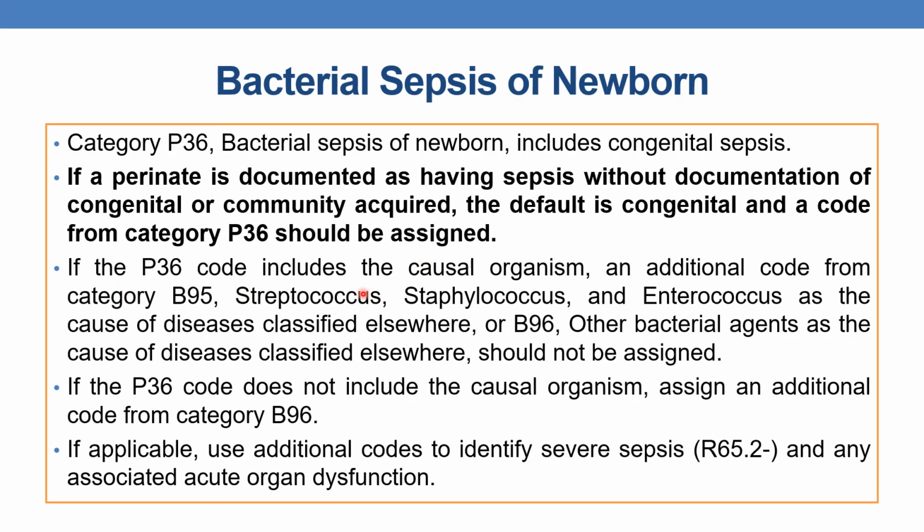Generally the P36 codes are combination codes which include the causal organism. So additional code from the category B95 or B96 should not be assigned. If the P36 code does not include the causal organism, assign an additional code from category B96. And if applicable, use additional codes to identify severe sepsis and any associated organ dysfunction along with P36 codes.